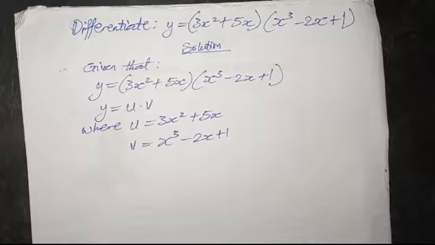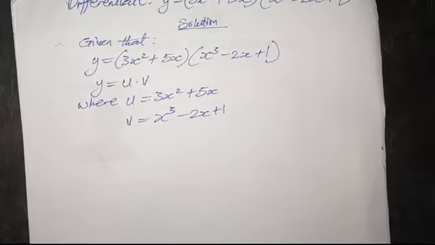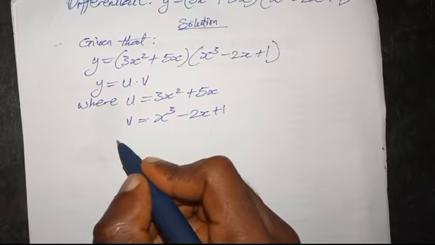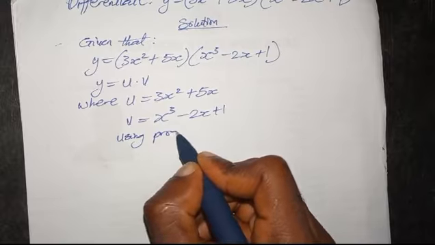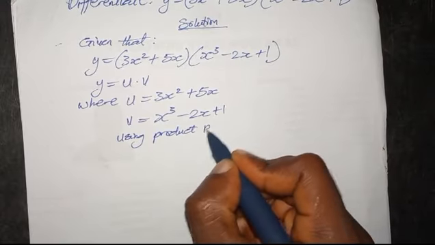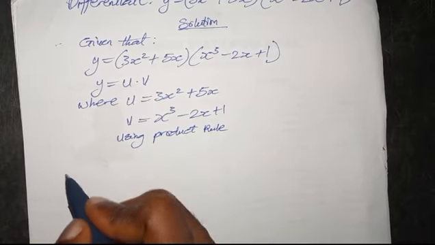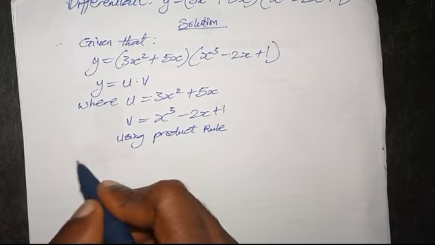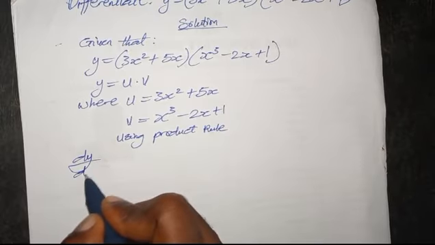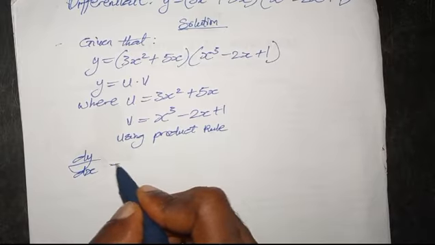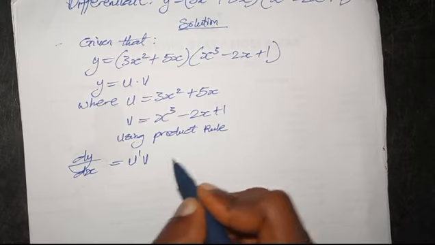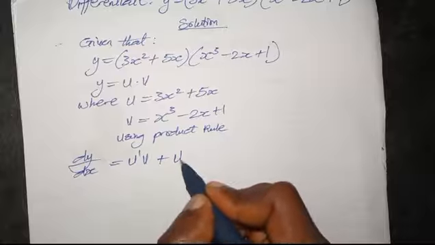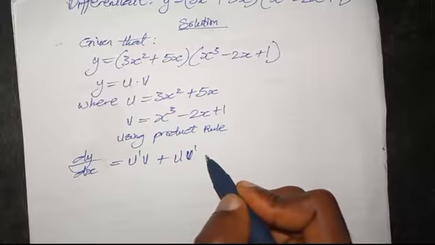The next step you should take into consideration is to use the product rule. Using the product rule, write the steps so that you will not forget. The product rule says dy/dx is equal to u prime v plus u v prime.